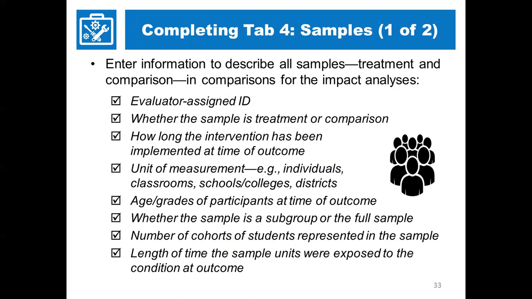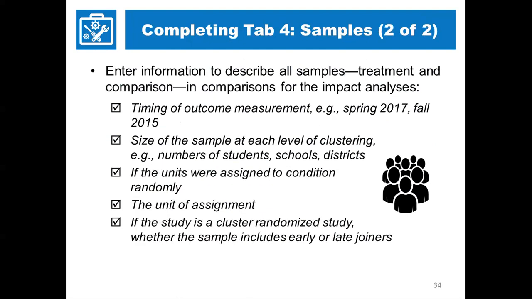been exposed to the intervention at the time of the outcome measurement, the timing of the outcome measurement, and again, this may be different for different cohorts, the size of the sample, and then how the units were formed. Were they randomly assigned or were they assigned non-randomly? And if they were assigned in a cluster, whether the sample includes early or late joiners, which, as you know, is a concept specific to WWC about whether your sample includes students who joined after randomization occurred.